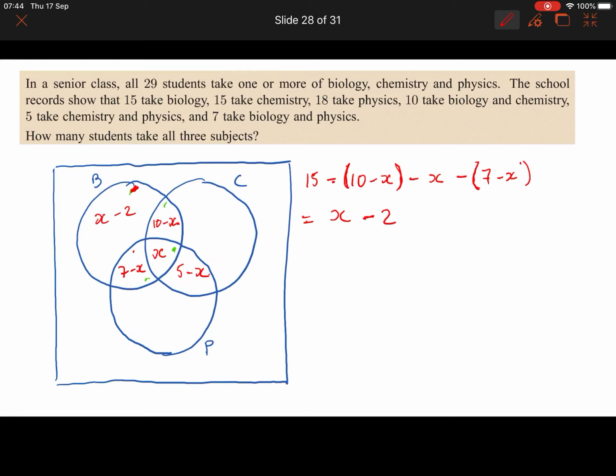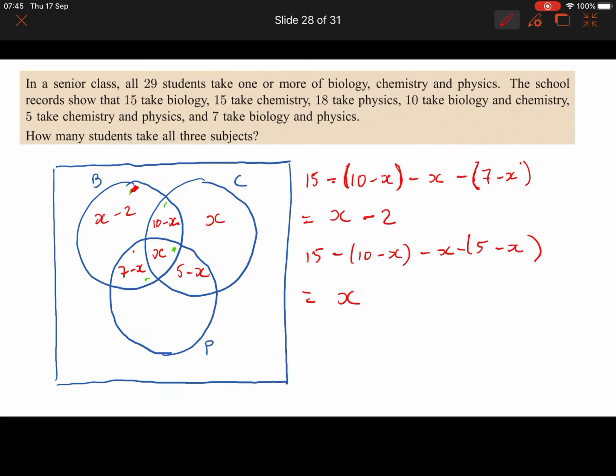Okay, for chemistry, it's 15, because 15 people in total take chemistry. So this time minus 10 minus x, minus x, and this time minus 5 minus x. Okay, so 15 minus 10 is 5, minus another 5 is nothing. So numbers disappear. Negative x is a positive x, minus x is nothing, minus an x is a positive x. So it's x that goes in there, positive x.